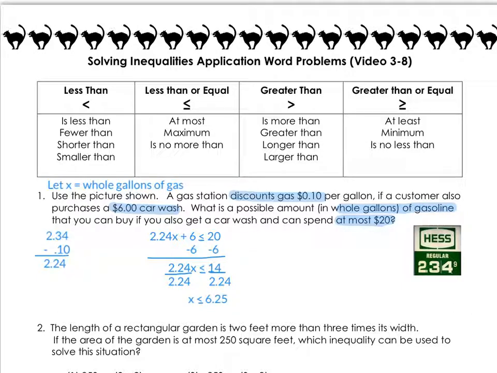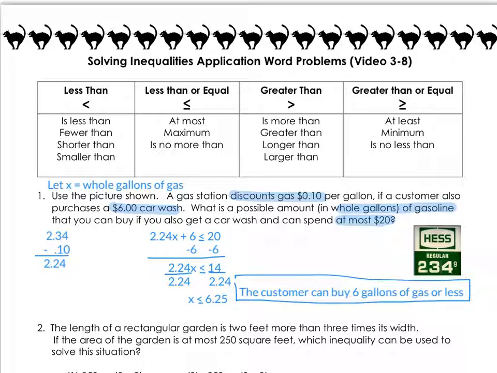But that's not my answer because they said in whole gallons. So I have to buy less than 6.25. So the most that I can possibly buy would be 6 gallons. So my answer is the customer can buy 6 gallons of gas or less.